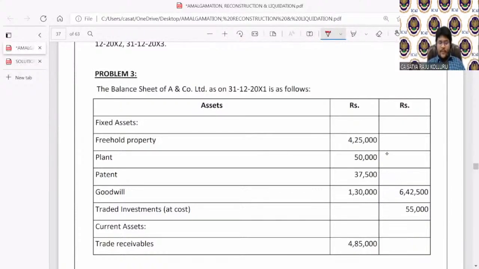Okay, first let me clarify some doubts. Our students are sending queries like anything. First, let me check some doubts here. Sir, explain the entry of conversion of shares into stock and vice versa.